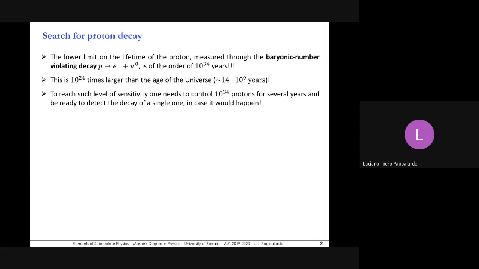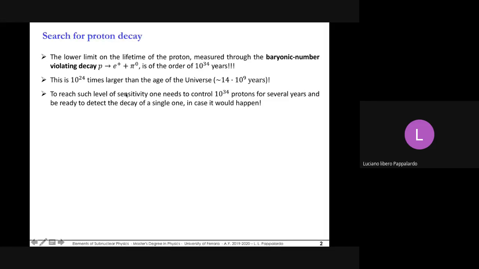However, there are searches for very rare events where the proton might decay to some other final state. In particular, the lower limit on the lifetime of the proton has been measured through this baryonic number violating decay, where the proton decays into a positron and a pi 0. Based on these studies, the present lower limit of the lifetime of the proton is 10 to the 34 years. In this sense, we expect the proton is in fact a stable particle, with essentially an infinite lifetime.